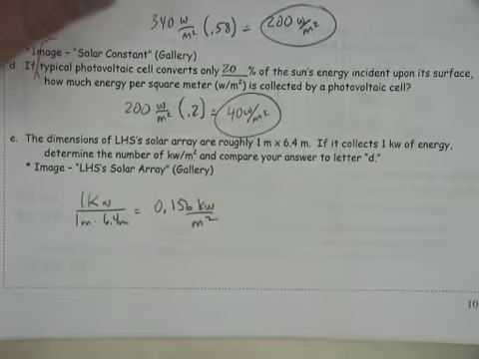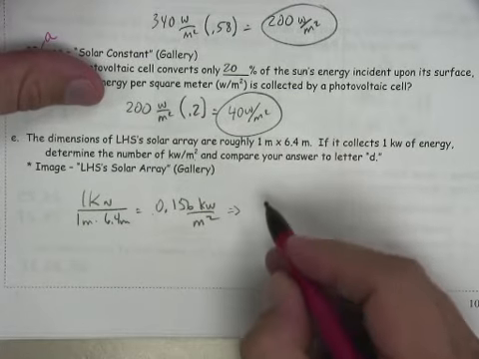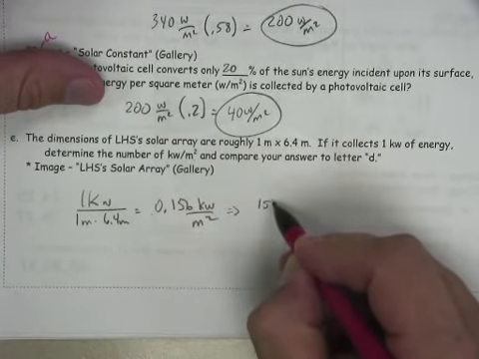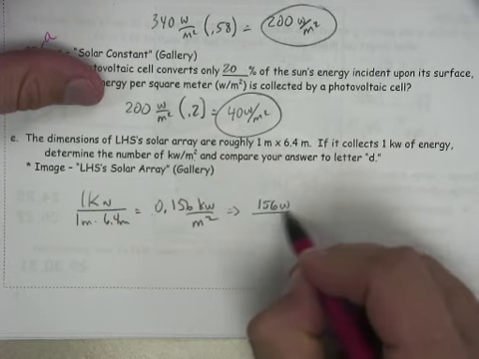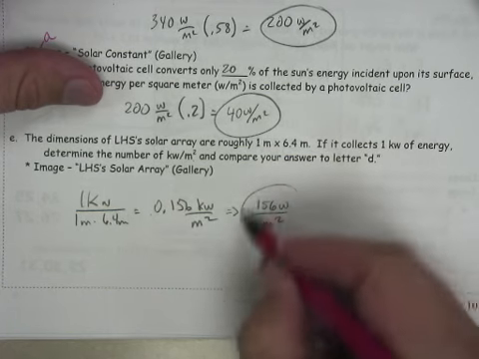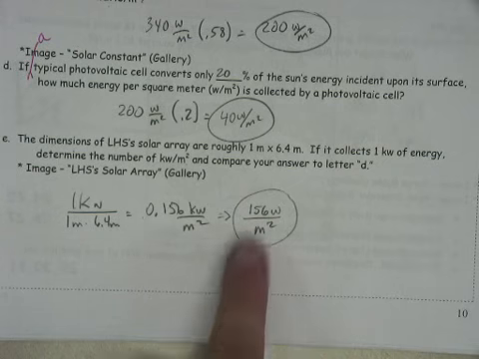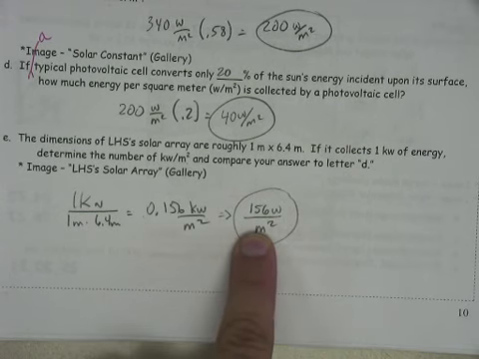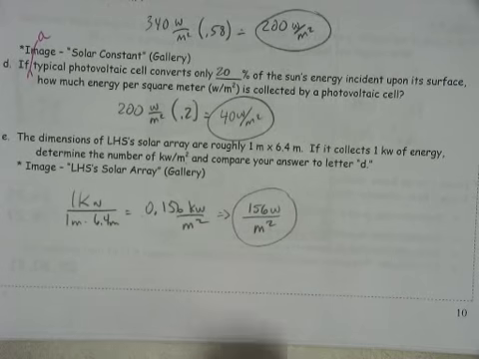Now you might be like, hey, that's nowhere close to what we have up here. Well, let's do a quick conversion. If we convert it from kilowatts to watts, it's going to be 156 watts per square meter. So that's what we're collecting. Now the problem is that's at maximum. That's like at noon in the summertime. That's the maximum value.